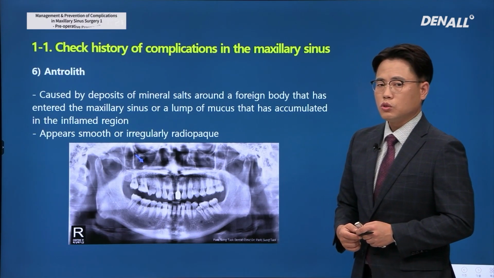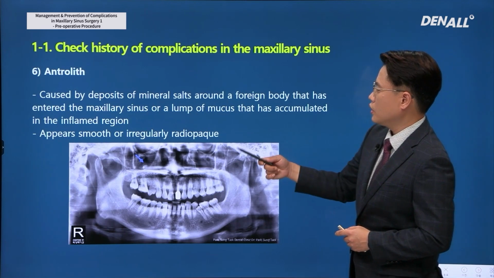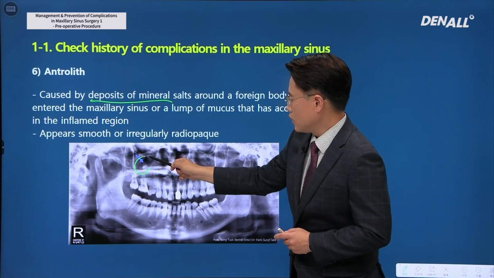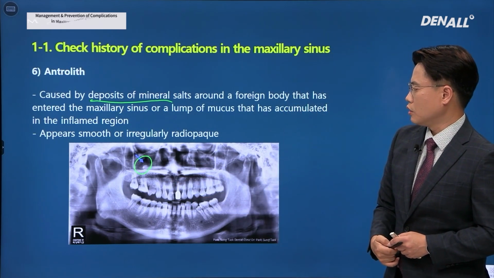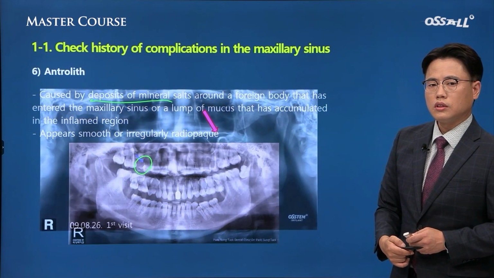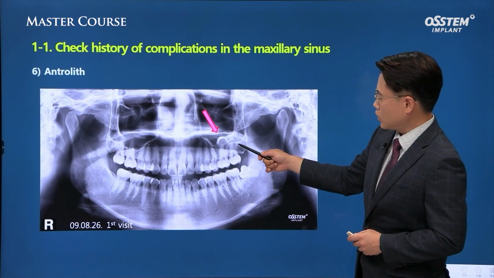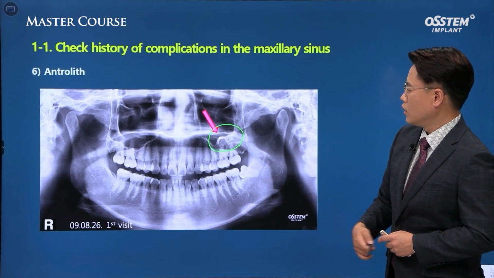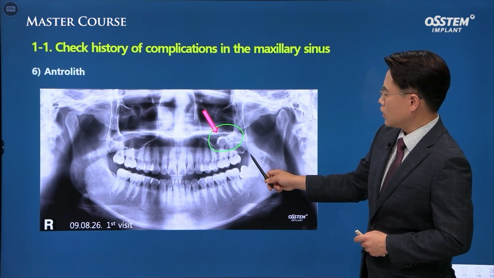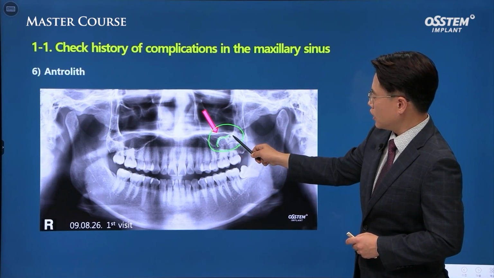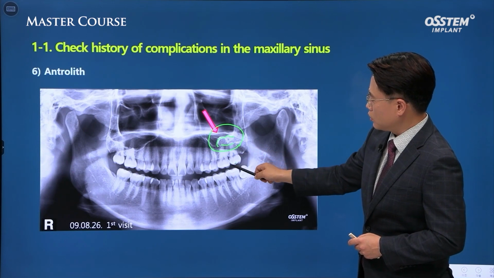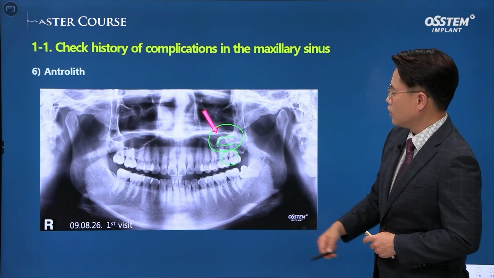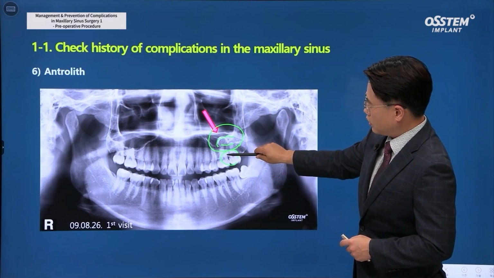Next is antrolith. Like a calculus, it is calcified and radiopacity is observed. It's a radiopaque mass. As shown on the left, the size can be quite significant. In the case of this patient, although we diagnose it as antrolith, it's unrelated to implant surgery and you can just proceed with implant treatment.